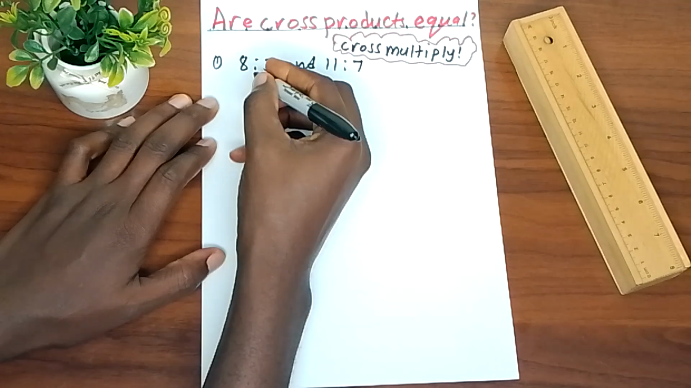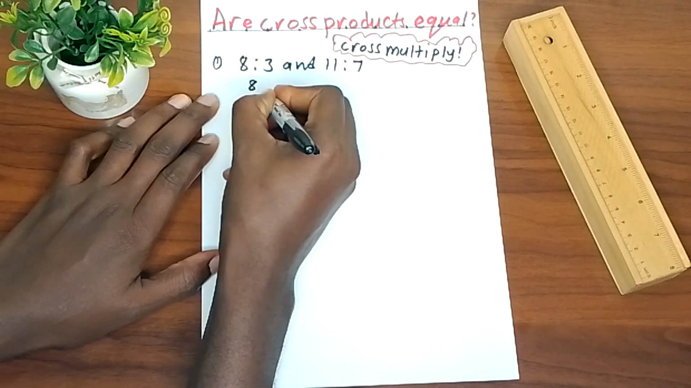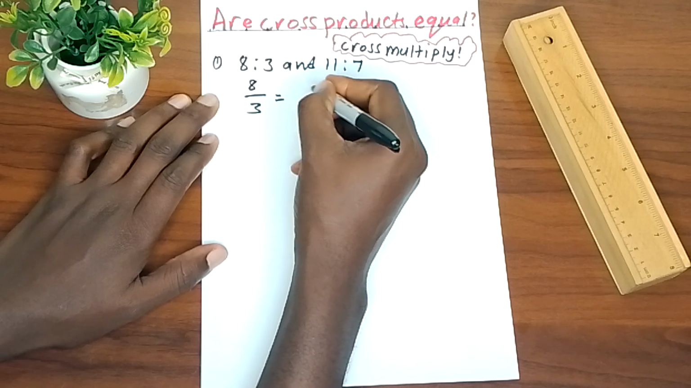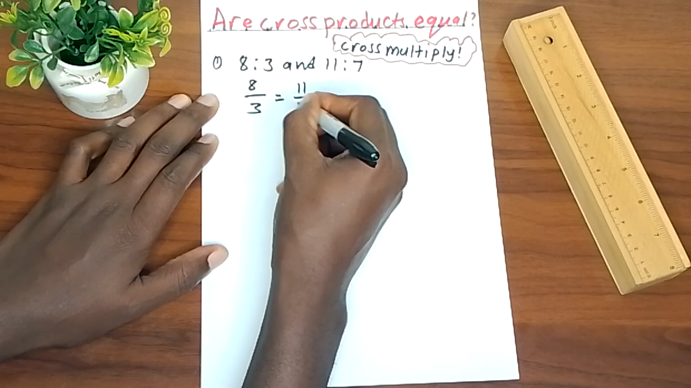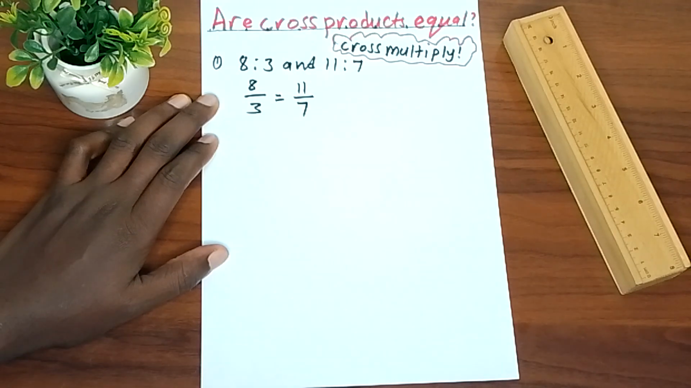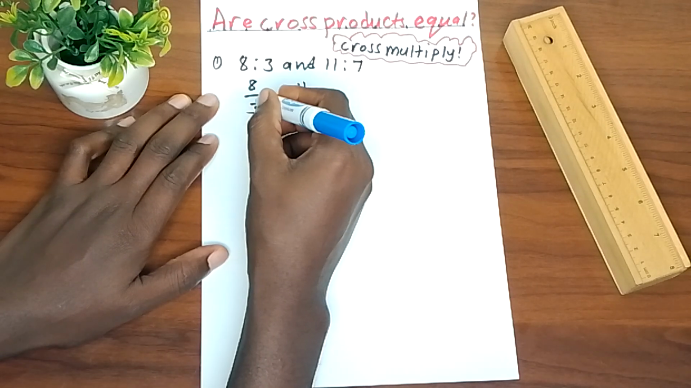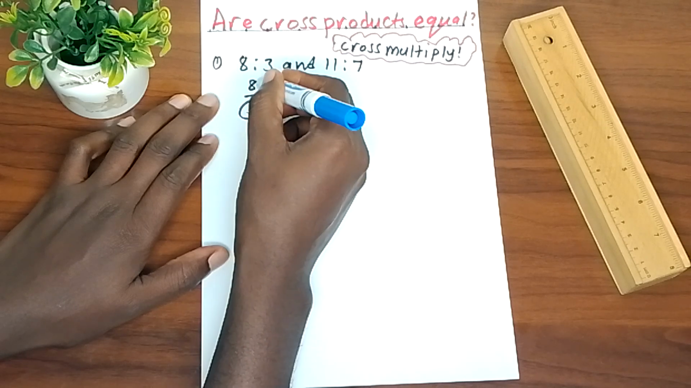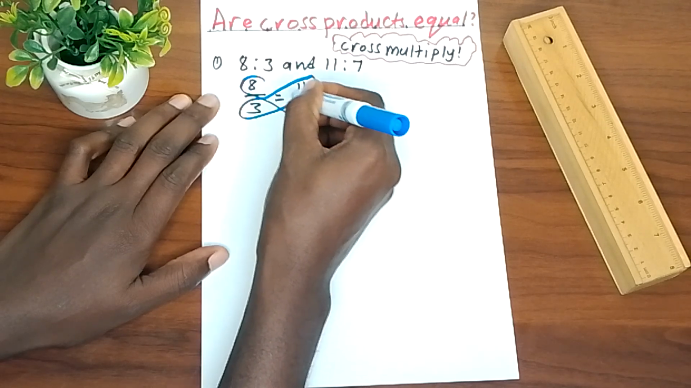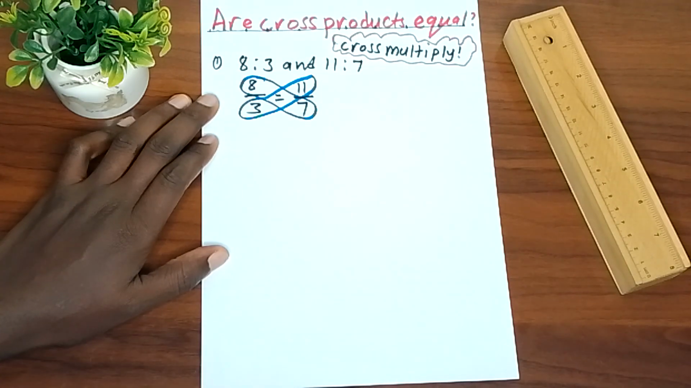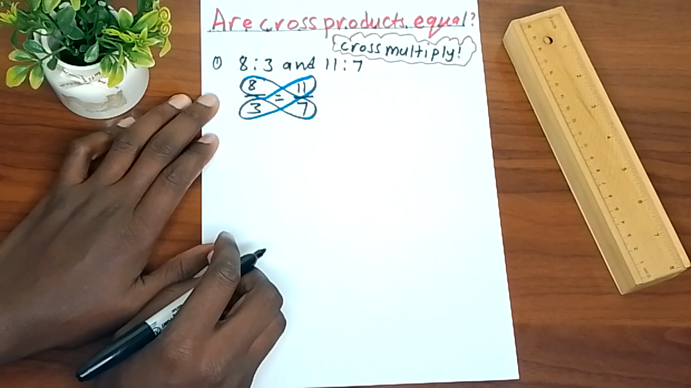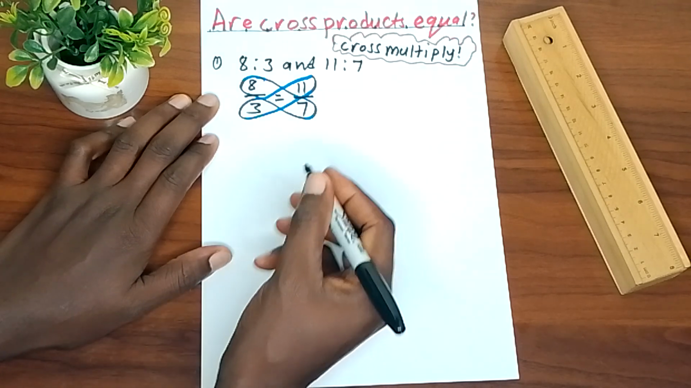In this case, we are going to arrange it as 8 over 3 equal to 11 over 7. Now we are going to multiply the cross products. We multiply 3 and 11, then 8 and 7. When they are equal, then we know that they are proportions. When they are not equal, then we know that they are not proportions.